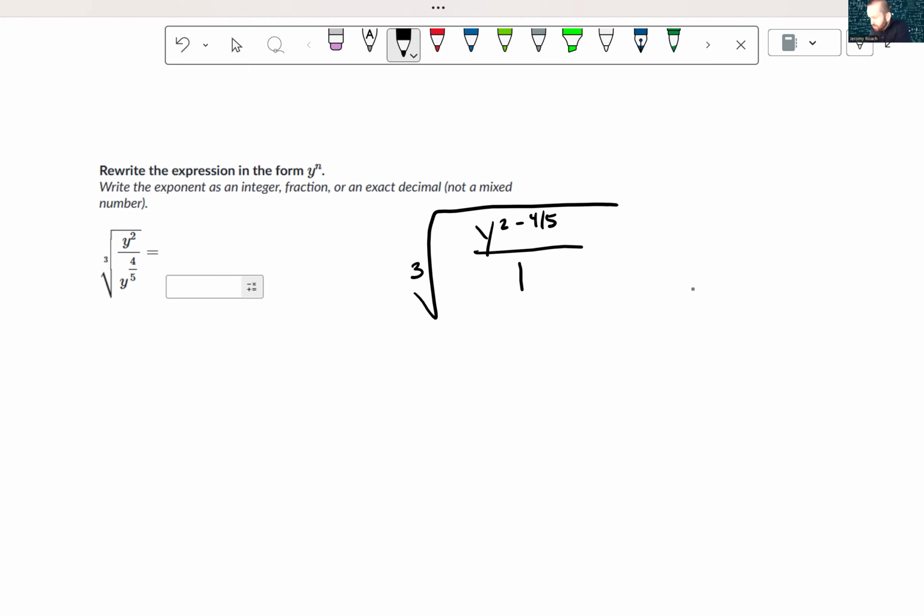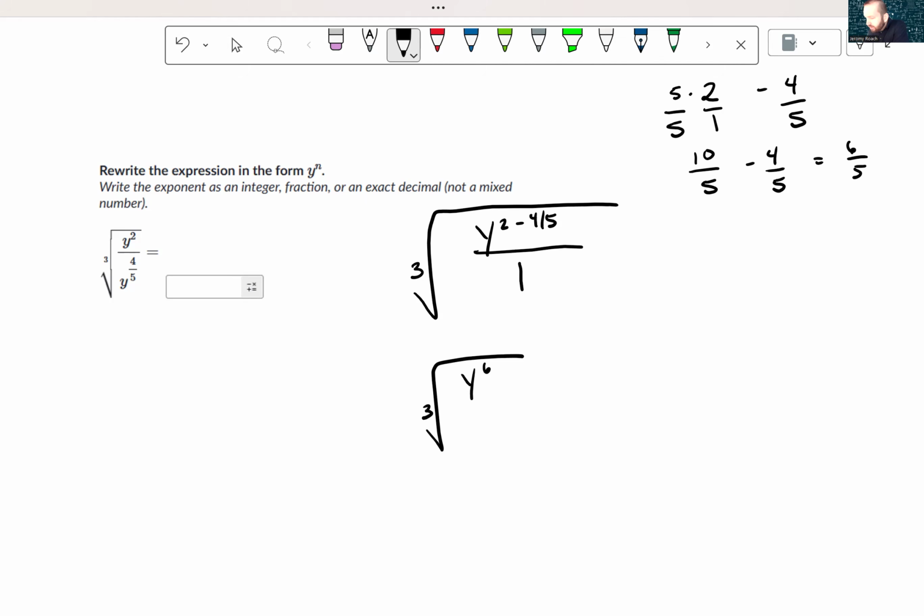So now this becomes 2 minus 4/5, and we've got to do some manipulation with the 2 to change it into a fraction with the common denominator. 2 is just 2 over 1, so now you have 10 over 5 minus 4 over 5 gives us 6 over 5. So that's our new exponent on this y term in the numerator. So the index is 3, the cube root of y to the 6 over 5. And that's all over 1.